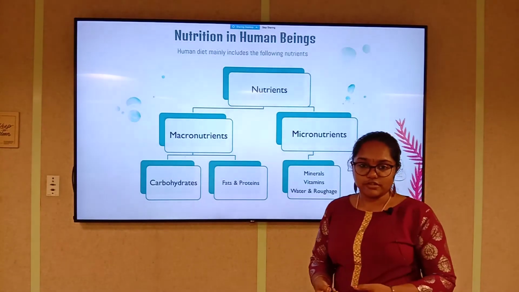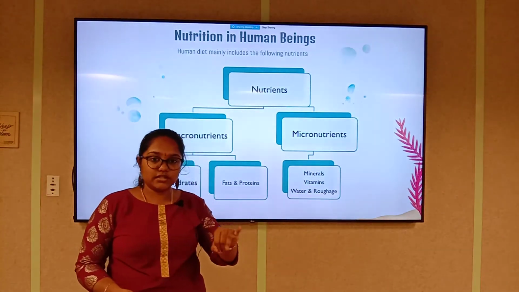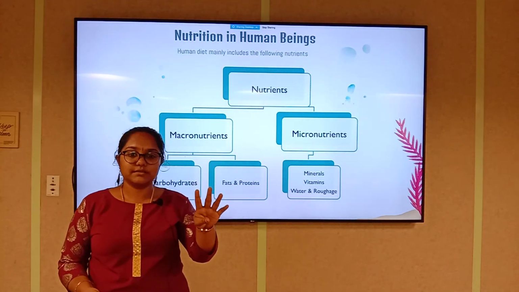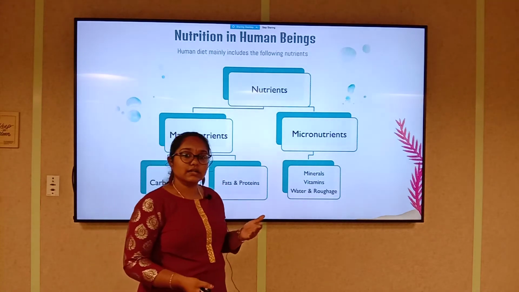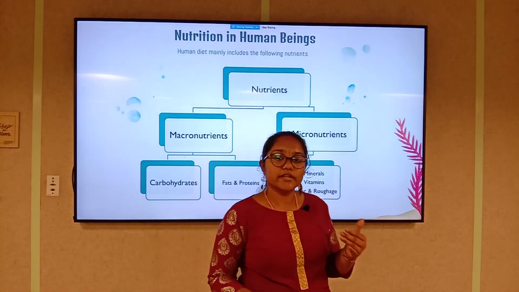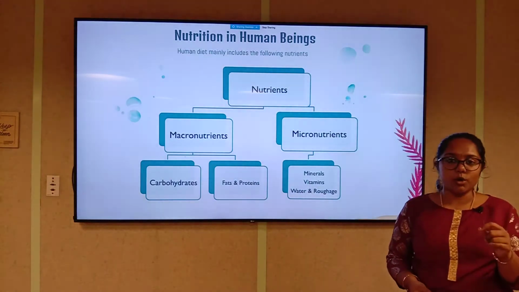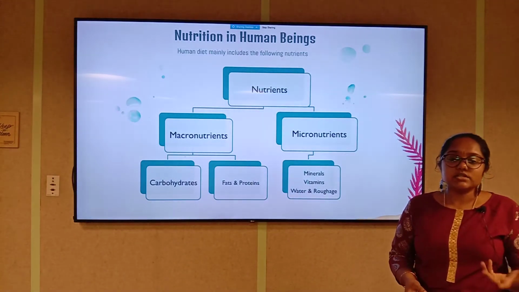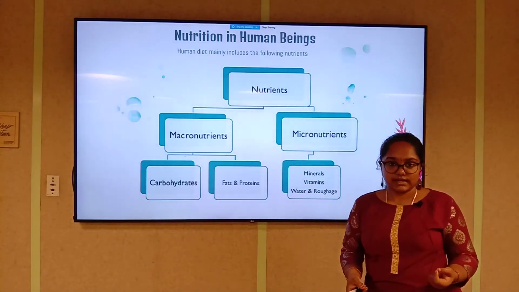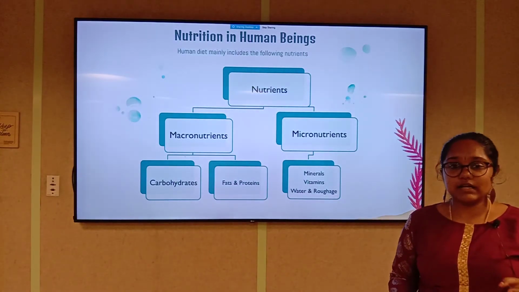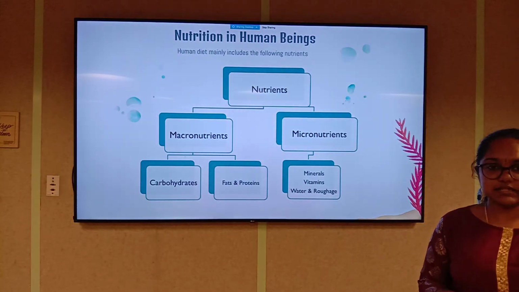Even for the nutrition in human beings, the same 5 steps apply: ingestion, digestion, absorption, assimilation and egestion. But before we learn how nutrition takes place in human beings, we must have a small look at what nutrients we humans require. We don't take the nutrients directly from the outside environment. We take other food substances which, when we digest them, give us the nutrients.